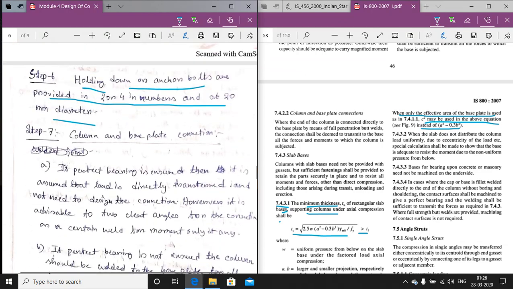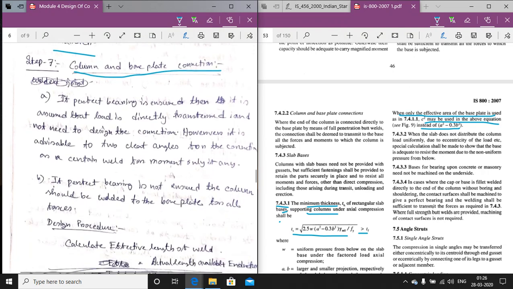Now coming to another important part, the column and base plate connection. If the column is connected with the base plate by a bolted connection, an angle section, that is, a seat angle, is to be provided. And if the column is connected with the base plate with the help of a welded connection, there is no need for a cleat angle. So now there are two cases. What are the two cases here?